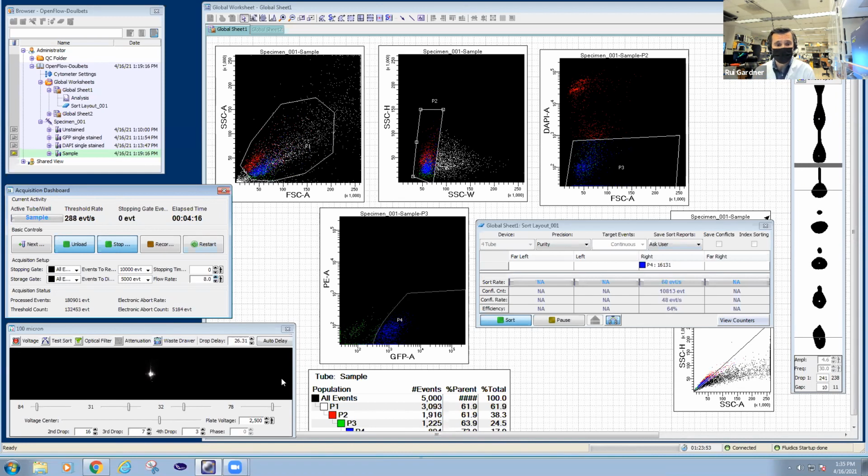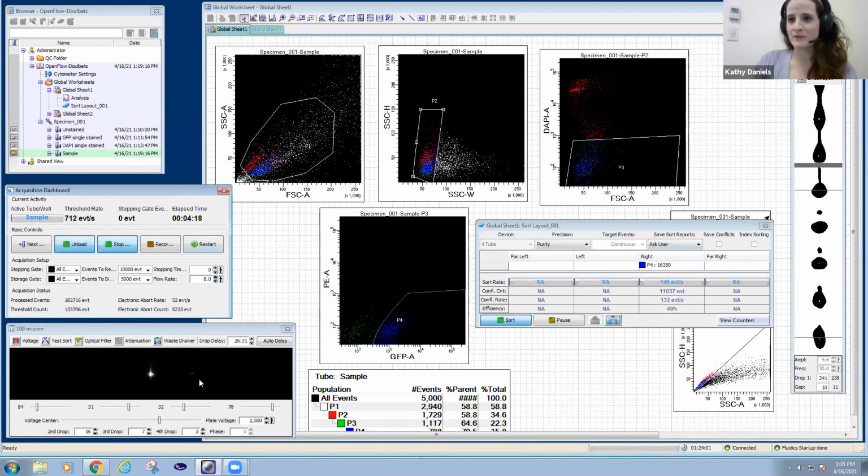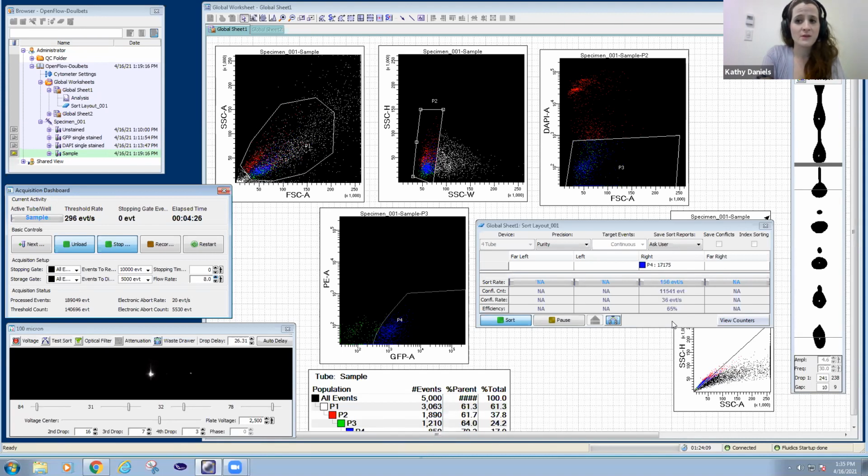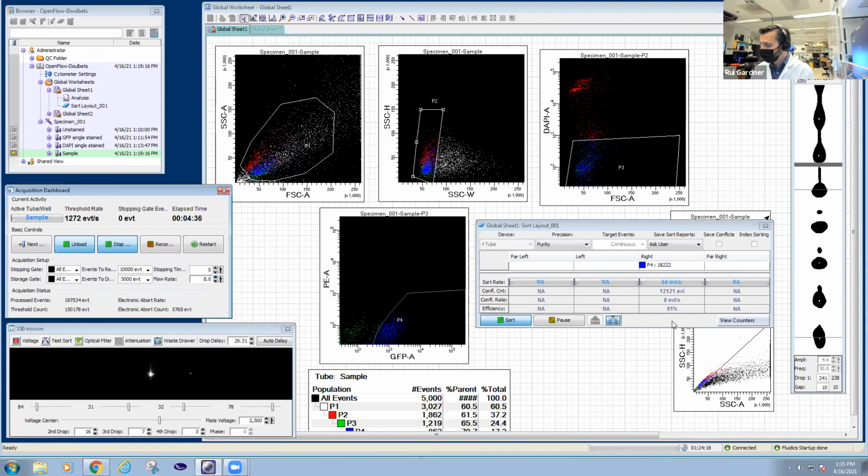Yes, go ahead, Kathy. So we have two questions that actually came through. So as you're sorting, it's a good time to ask. The first question is someone asking for the difference between purity and 4-way purity sort modes. We might get into that a little bit later, but if you wanted to give a brief explanation of that. Between purity and 4-way purity? Yeah. So very, very quickly.